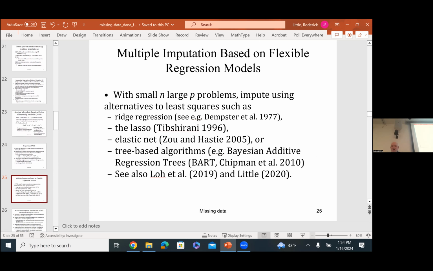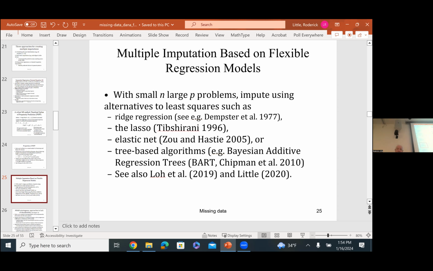What about other robust methods? Well, I guess the recent history of statistics has been making up more robust ways of doing regression, right? So you have the lasso, elastic net, and tree-based algorithms, and all that good stuff. Bayesian additive regression trees, which I like, and there's no reason why you couldn't incorporate them when you're doing model imputation.